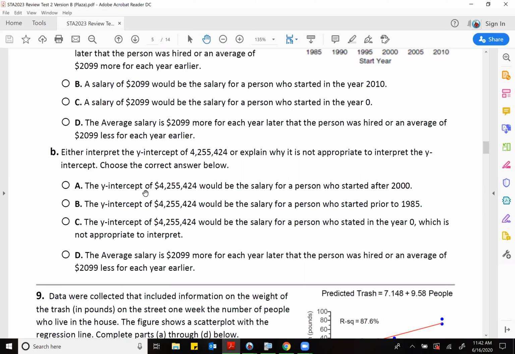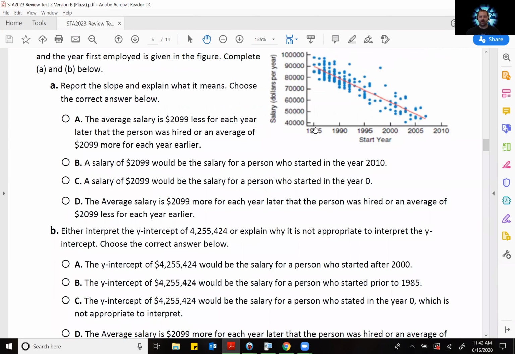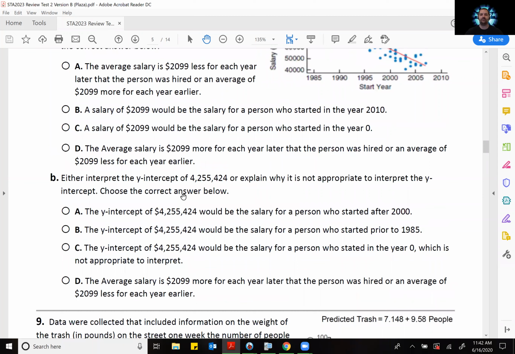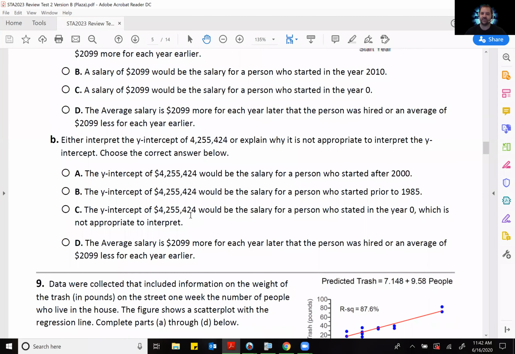When you think about the y-intercept, that means your x value is always 0. So up here, know that 1985 is not where this graph starts. It starts all the way back here at 0. So there's all these years before it. The y-intercept is always about what happens at year 0. So at year 0, people would be making $4,255,424. And does that make sense? Yeah, absolutely.